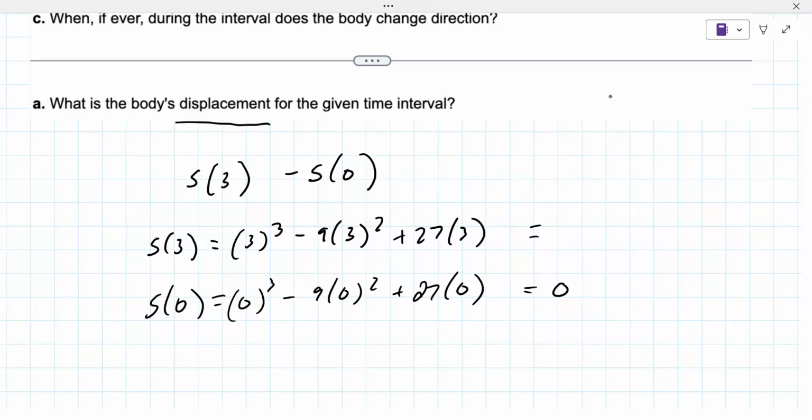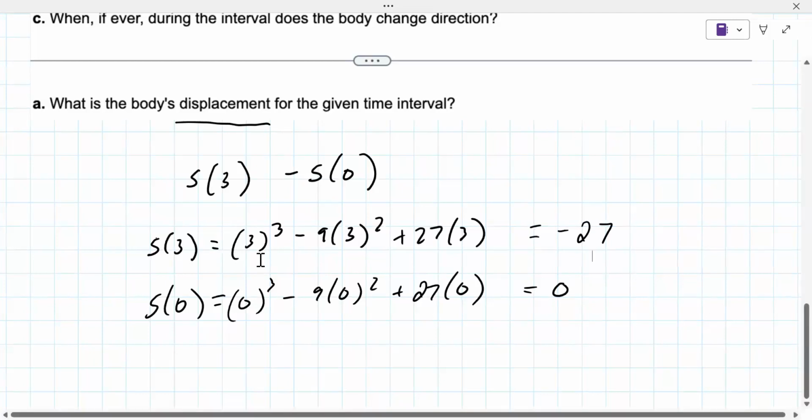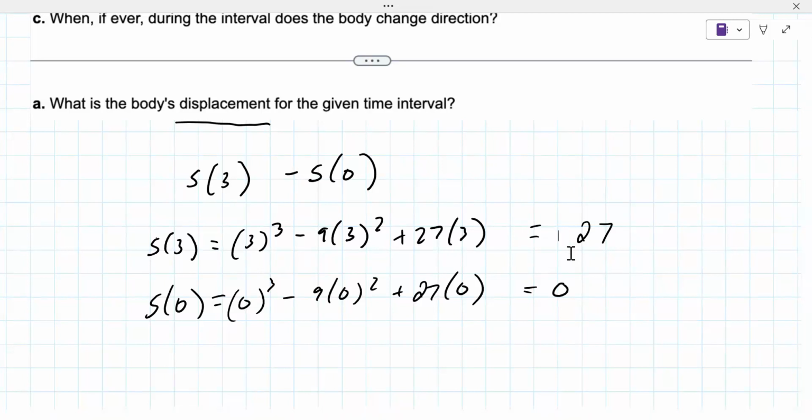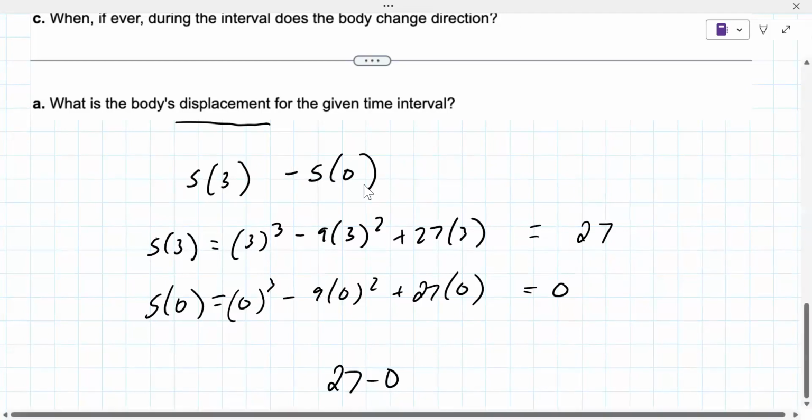For the first one I got 27. Or did I put that in wrong? I think no, it's negative 27. No, I'm sorry, I missed. It is positive. I have the wrong sign. That was good. So the second one, everything is 0. So it'd be 27 minus 0.